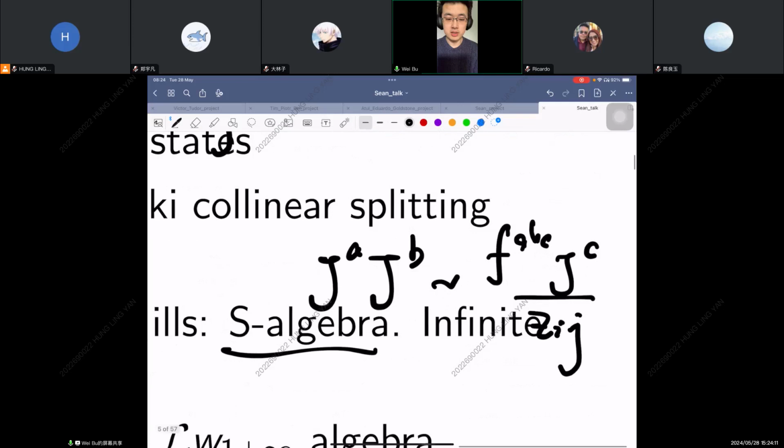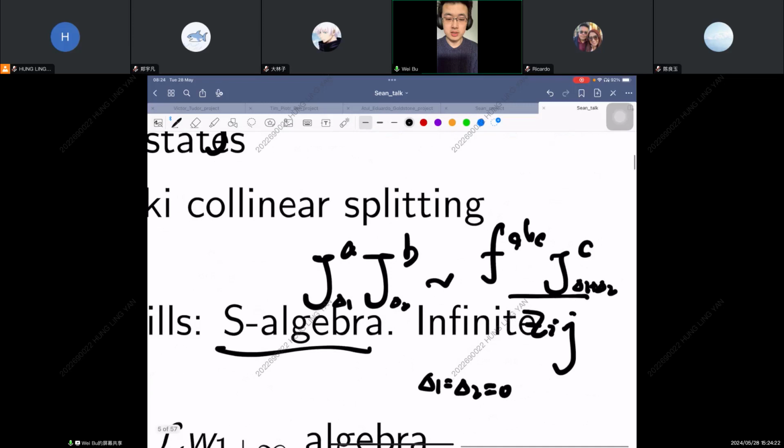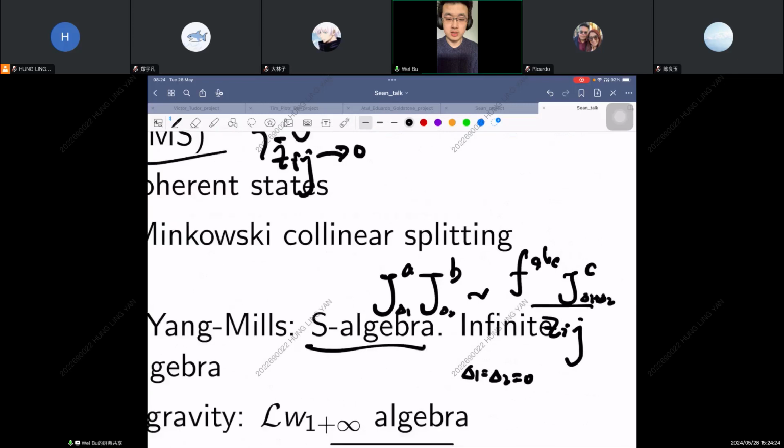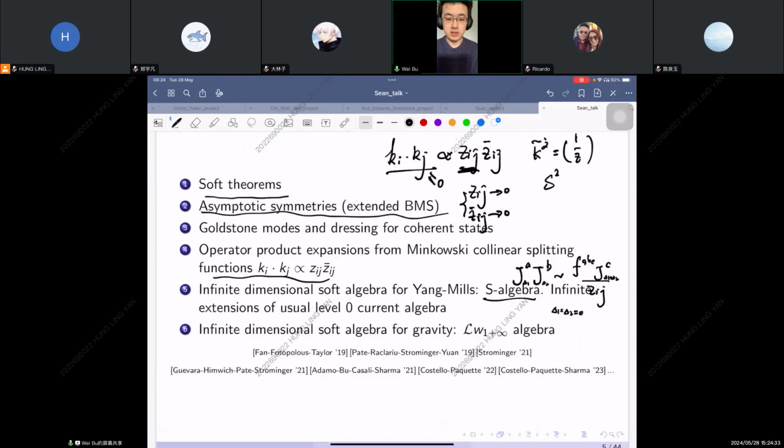And then there's a sub-label called delta 1, delta 2. You have delta 1 plus delta 2. So Casimir is when delta 1 equals delta 2 equals 0. And for any other delta, you see the algebra doesn't close unless you include delta going all the way to infinity. So this is the infinite extension of the usual Casimir algebra.